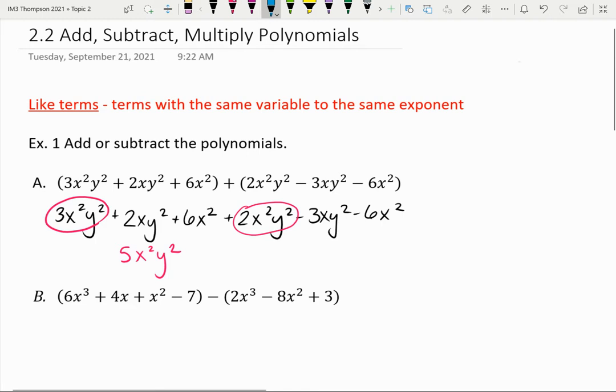And look for another one. So I've got an xy squared. That's just an x squared. Xy squared, I have another one here. So 2xy squared minus 3xy squared. 2 minus 3 gives me a negative 1. You could write the minus 1 if you want. I'm just going to leave the 1 off and write minus xy squared.